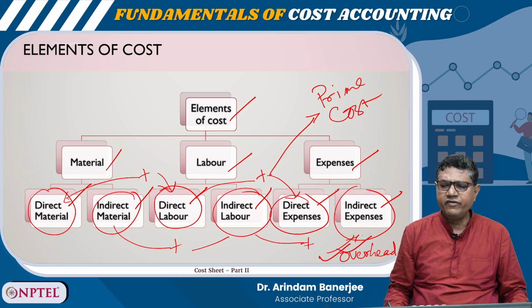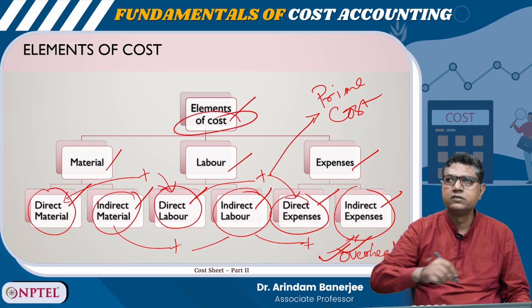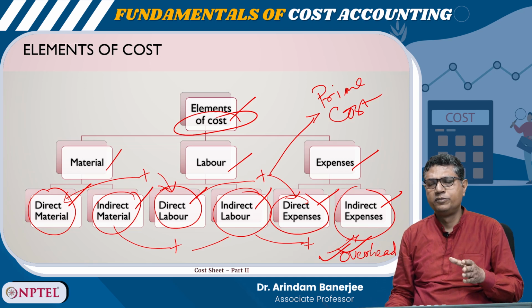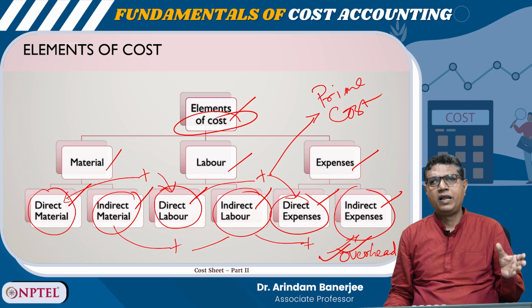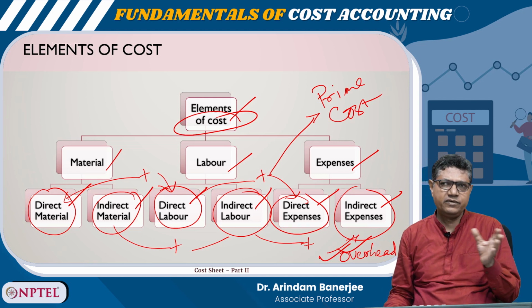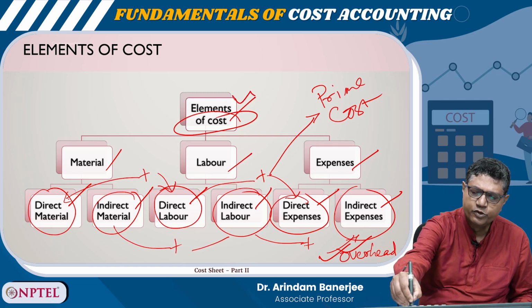Fine. And if I add all this, I get what? I get the total cost. So if I add direct material plus direct labor plus direct expenses plus indirect labor plus indirect material plus indirect expenses, I should get the total cost.